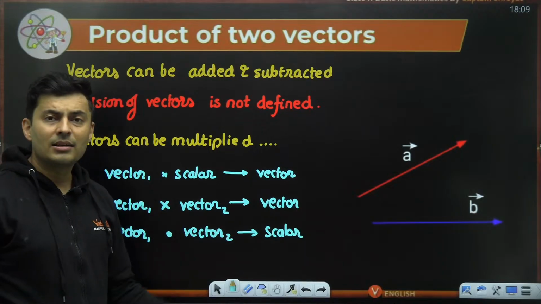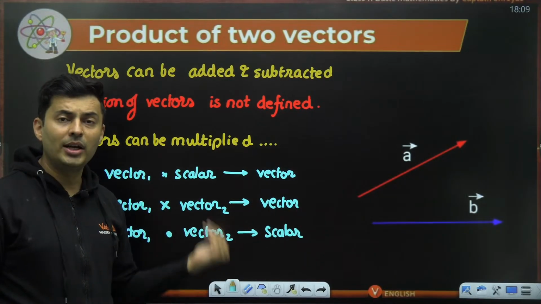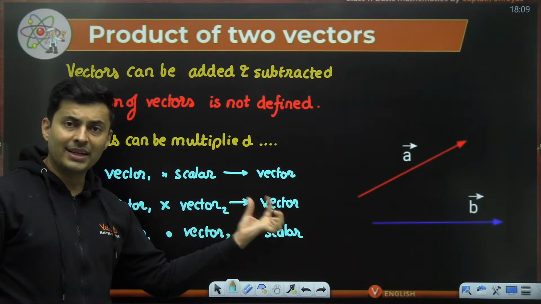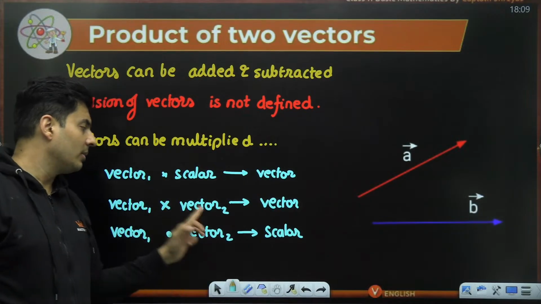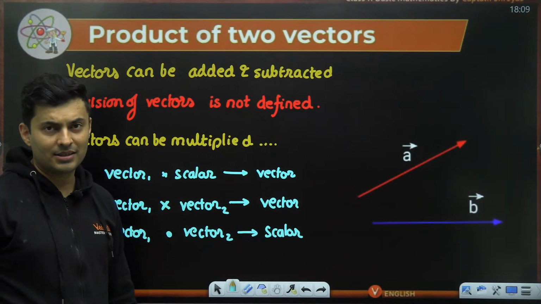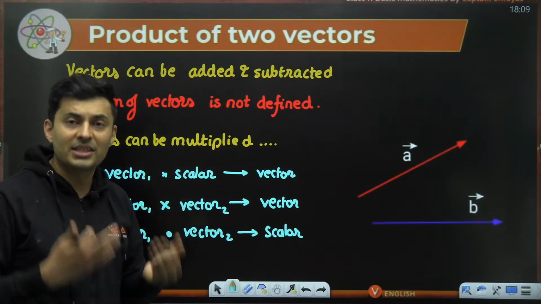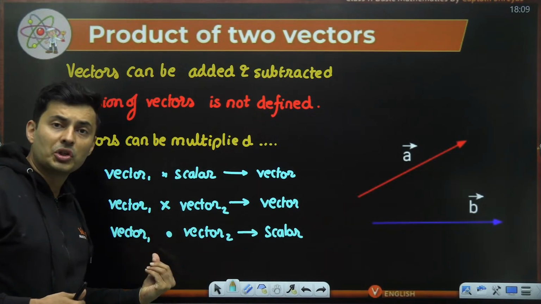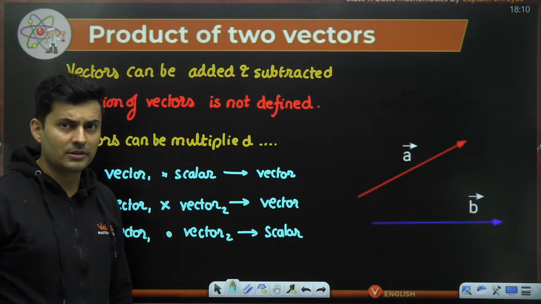Like you will see torque and angular momentum in rotation. They are vector quantities and they depend on the multiplication of two other vectors. So it depends on the physical quantity whether you will use dot or cross.